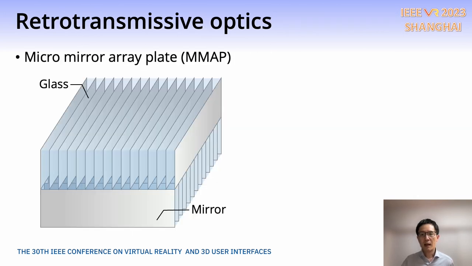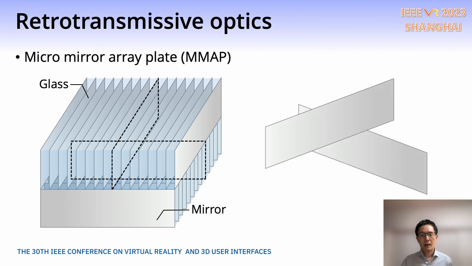So we use a large format micromirror array plate, MMAP, which is a retrotransmissive optics, in our projection mapping system. As shown here, an MMAP consists of two layers of micromirror arrays, which are attached orthogonally to each other using a glass medium. This is a typical path of an incident ray. The ray reflects at the top and the bottom layers of the MMAP such that the directions of the incident and outgoing rays are plane symmetry with respect to the MMAP.